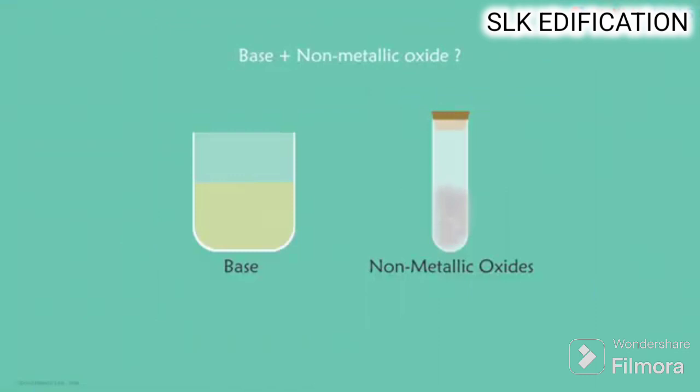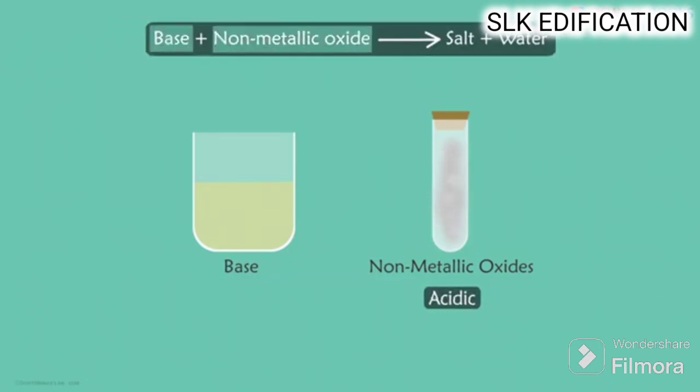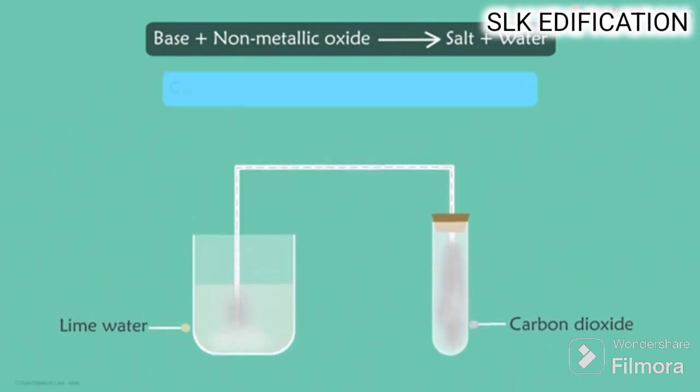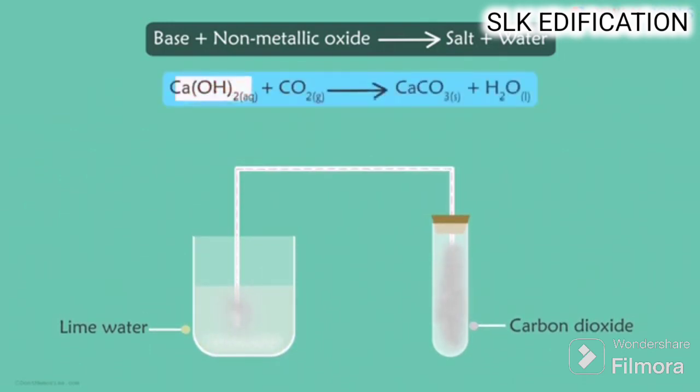How do bases react with non-metallic oxides? Now, non-metallic oxides are acidic in nature. So the reaction of a base with a non-metallic oxide will also result in salt and water being produced. Carbon dioxide is an example of a non-metallic oxide. In fact, we have already seen this reaction in one of our previous lessons. Do you remember passing carbon dioxide through lime water or calcium hydroxide? This is the reaction we had got. Calcium hydroxide gives calcium carbonate and water when it reacts with carbon dioxide. And calcium carbonate is nothing but salt.